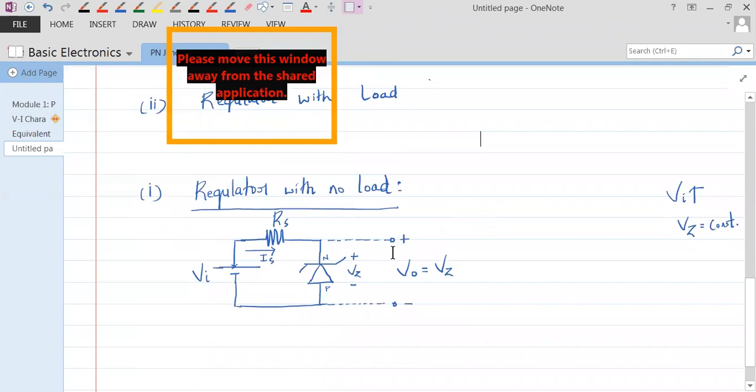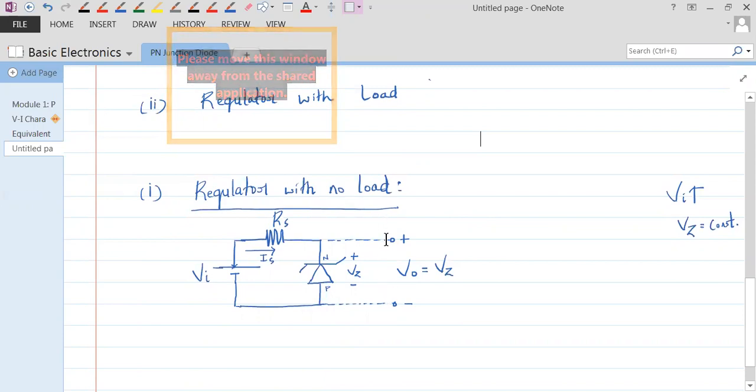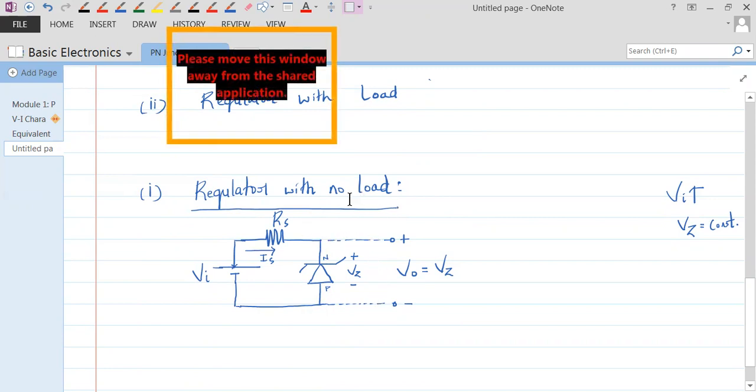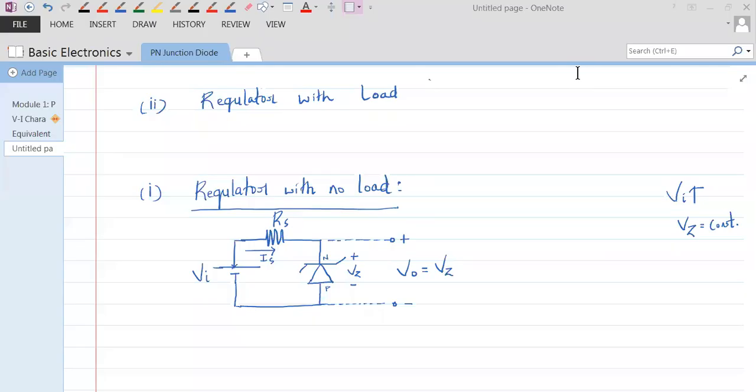What is load? See here, load is connected. Suppose these two are your output points, then connecting a resistor across these two points is connecting the load. Understand that. Now since we have not connected the resistor across this, it is a regulator with no load. Everybody understand that point? Now, if we connect the resistor, it is with load. If we don't connect the resistor, it is no load.